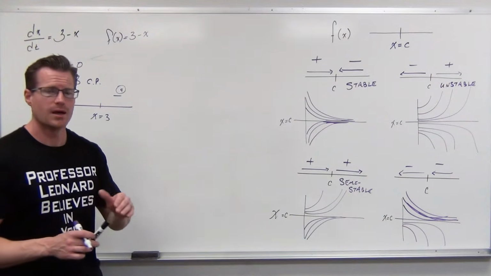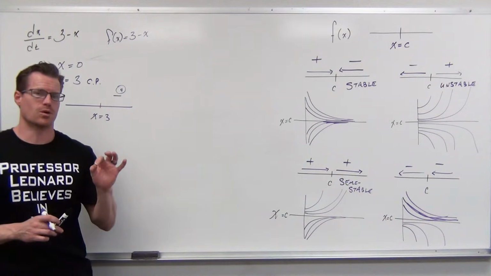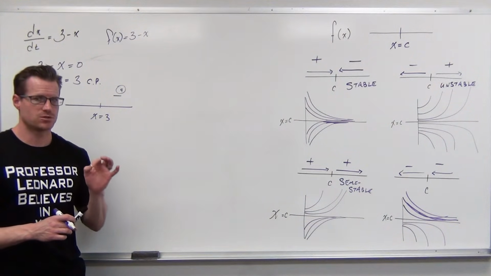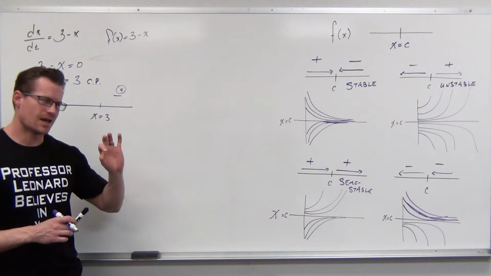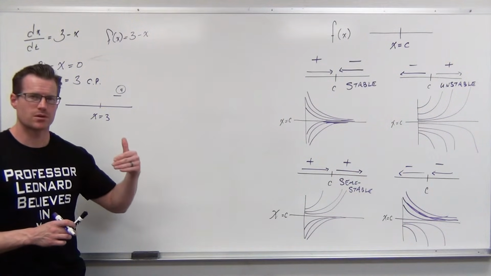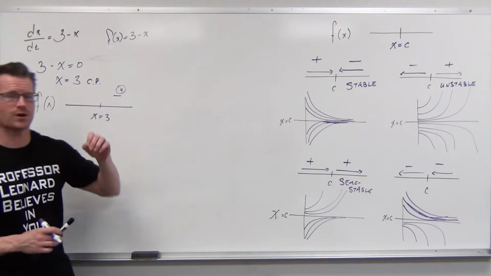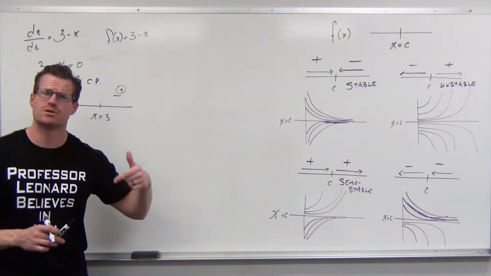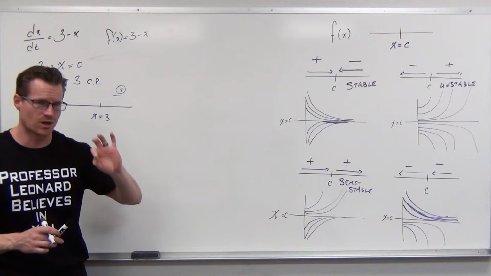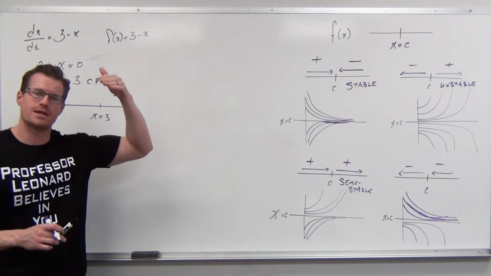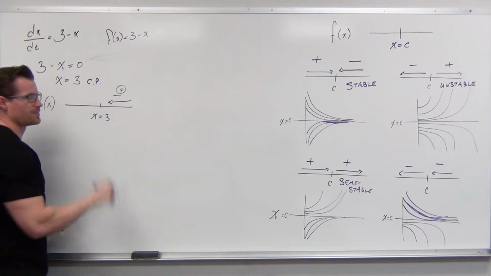It's so important that there's only one critical point here. There's only one number where our slope is going to change signs, and that number is 3. Every single initial condition greater than 3 is going to give you a curve. Remember, this is a slope of a curve. Every initial condition greater than 3 is going to give you a curve that has a negative slope. That means every single initial condition greater than 3 is going to give you a curve that is decreasing. These are all going to be decreasing.